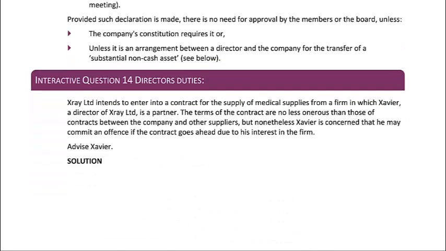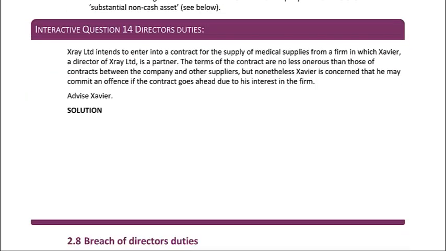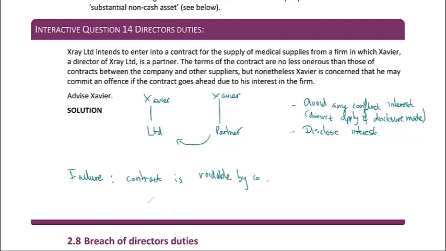Now, let's see how well that has made sense to you. Have a look at question 14, X-ray limited, and see what your view is. It's not a straightforward one, this one. It will take a little bit of thought. So pause the recording while you think about it.